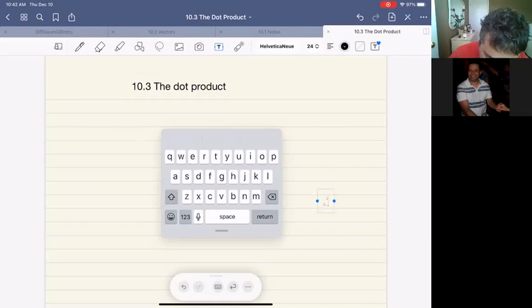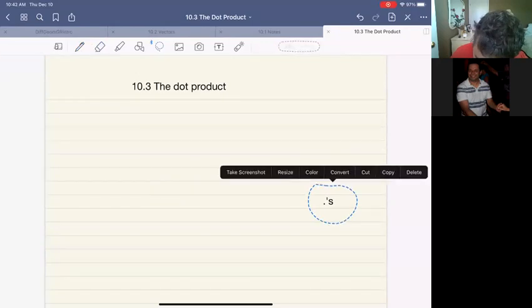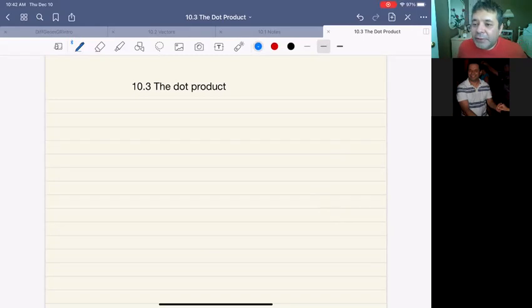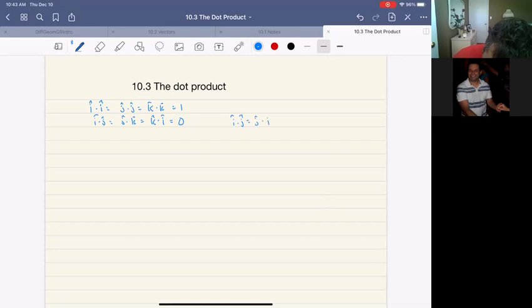Okay, so the dot product. Let's start with some basics. I dotted with I equals j dotted with j equals k dotted with k. These all equal 1. I dotted with j equals j dotted with k equals k dotted with I equals 0. And it's commutative, so I dotted with j equals j dotted with I, etc. And that's going to give us the dot product.